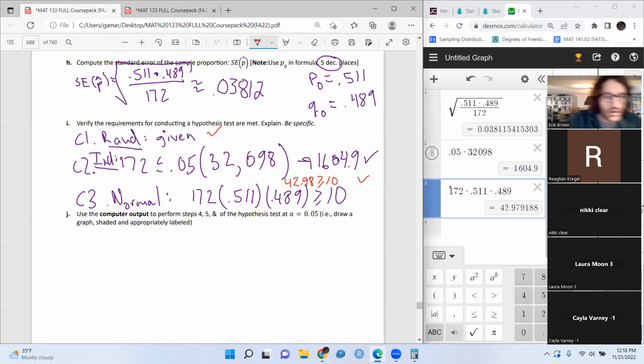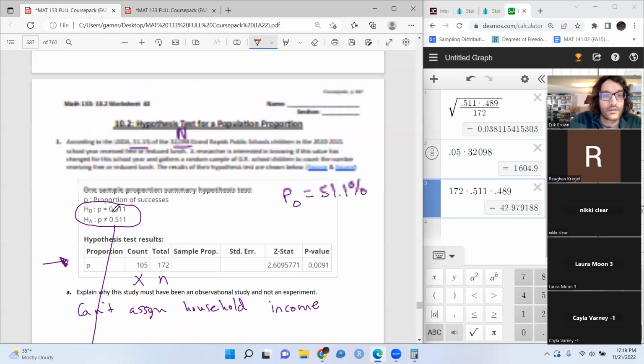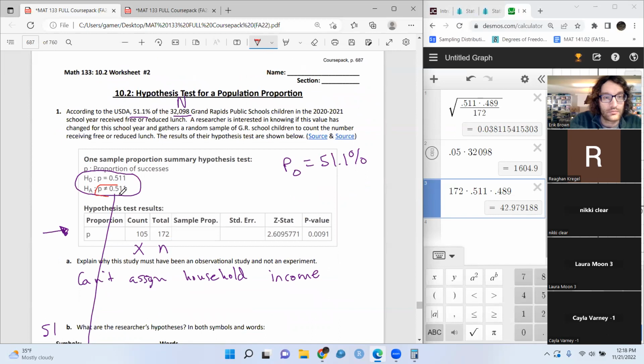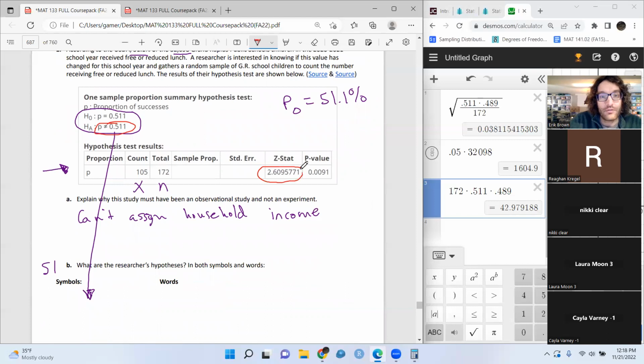Excellent. So it says use the computer output to perform the next two steps with, here we finally get alpha, or the level of significance. So step 4, remember, is the graph. We know this is two-tailed because it said it here. We know that this Z value is the Z naught. Did you all know that? Z stat is the same thing as Z naught. And this P value is the combined area in both tails.